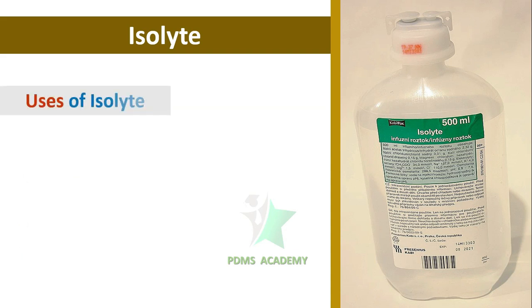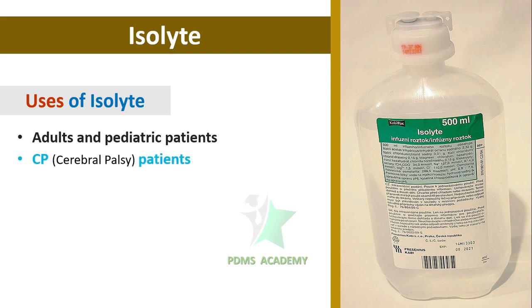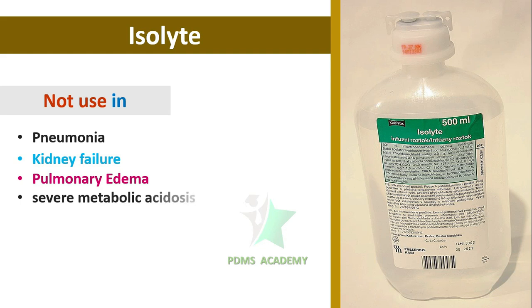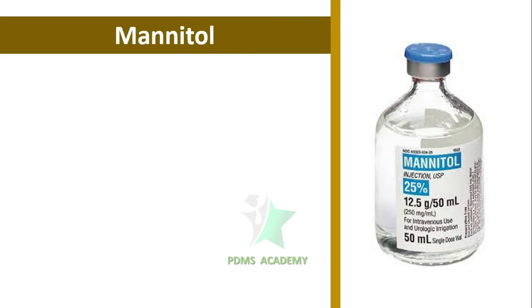Uses of Isolyte. Isolyte should be used in adults and pediatric patients. In CP or cerebral palsy patients, it is used in measles and diarrhea. Isolyte should not be used in pneumonia, in kidney failure patients, in pulmonary edema, in severe metabolic acidosis condition, or in case of hypertension.